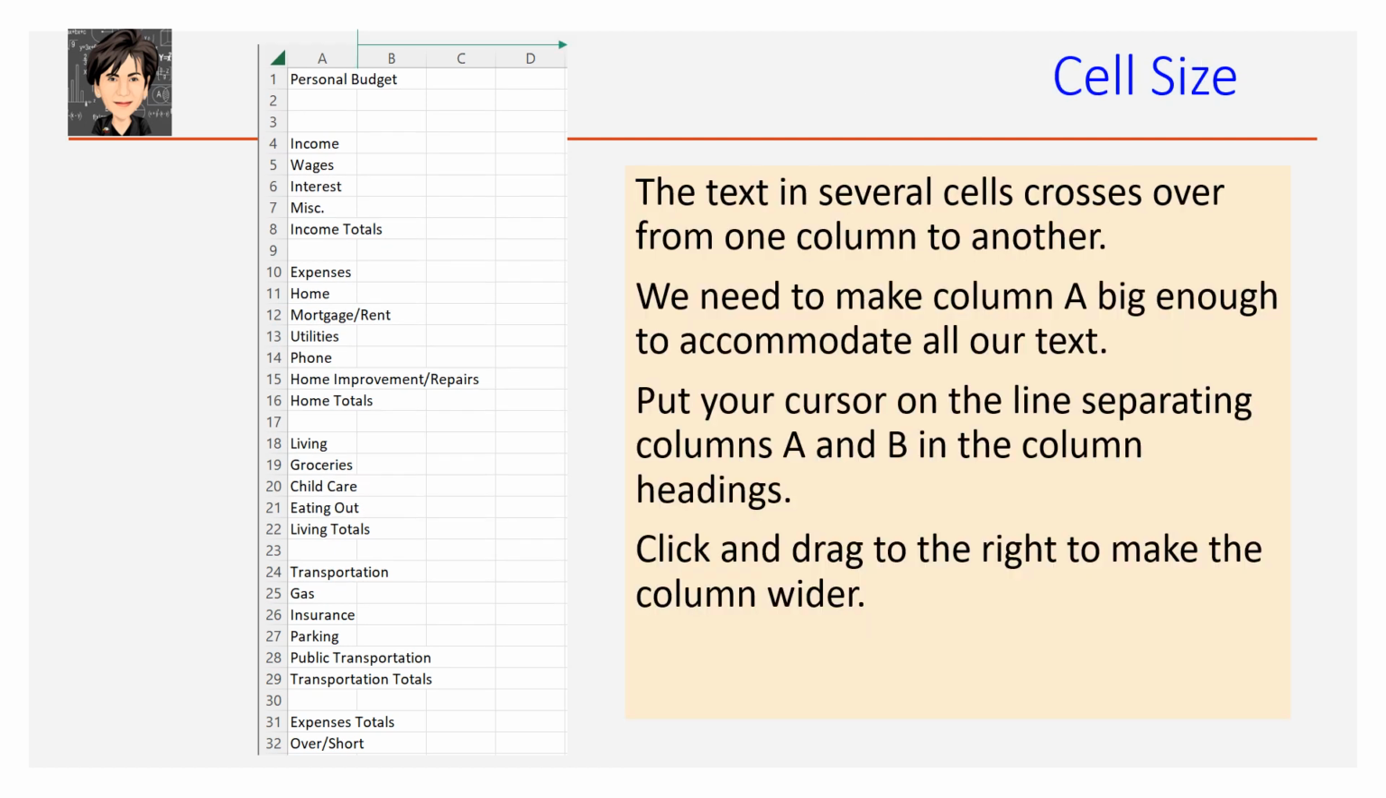The text in several cells crosses over from one column to another. We need to make column A big enough to accommodate all of our text. Put your cursor on the line separating columns A and B in the column headings. Click and drag to the right to make the column wider.